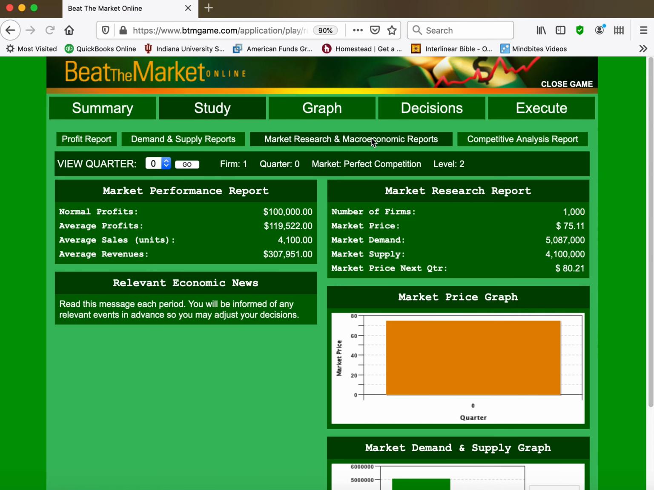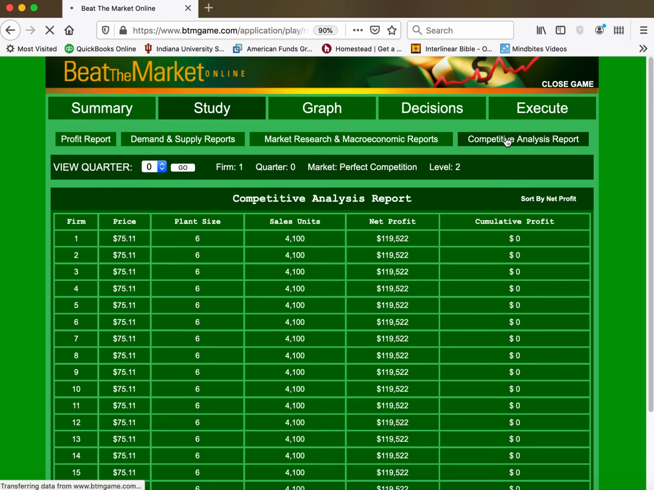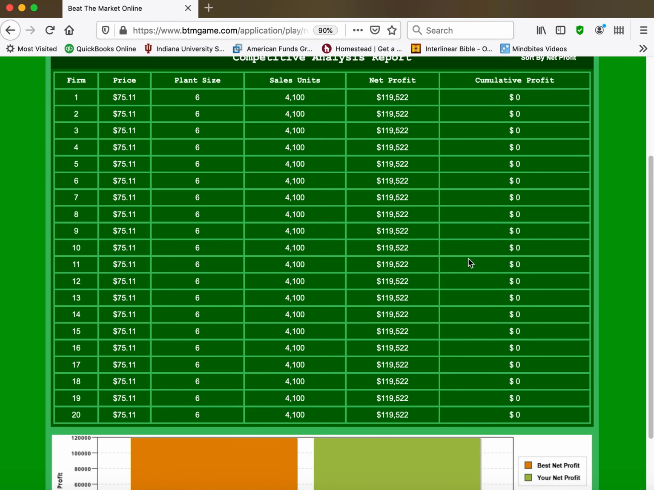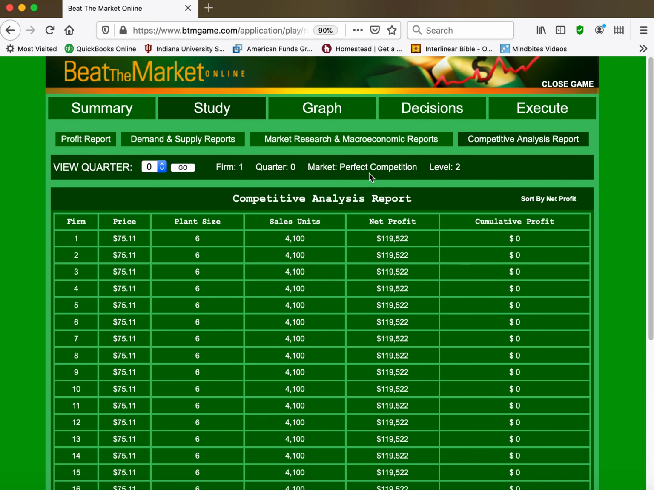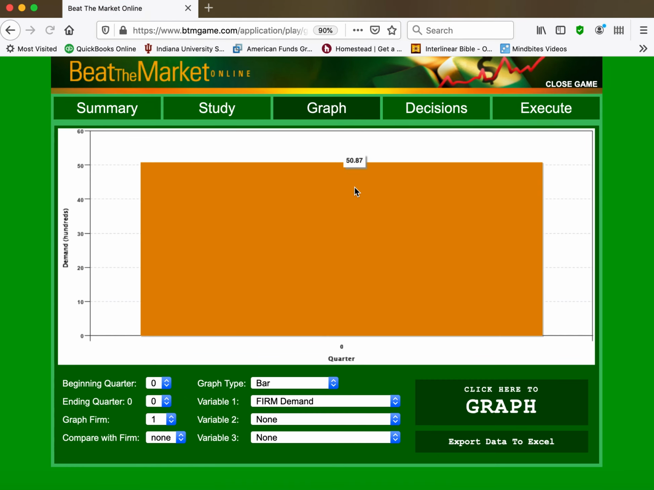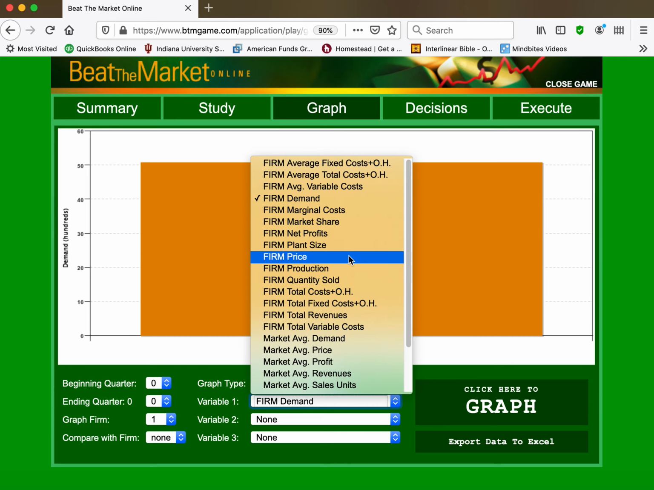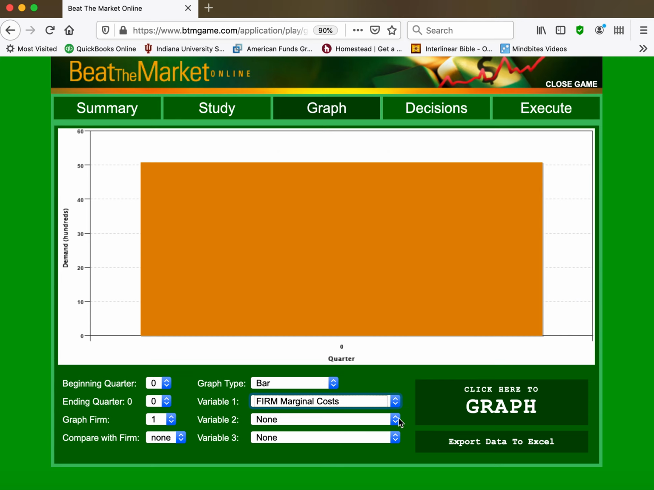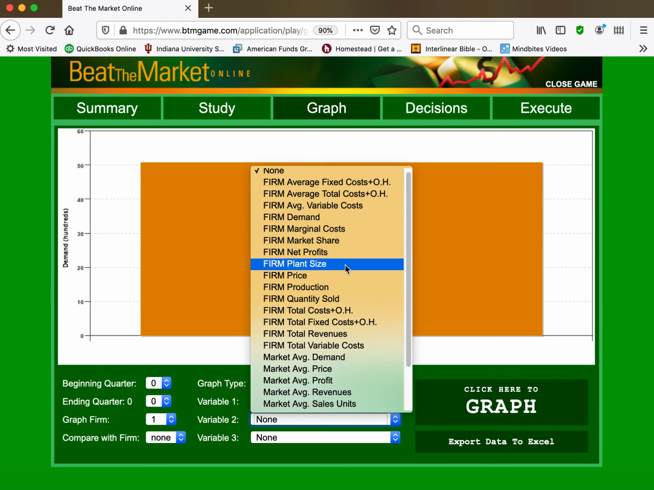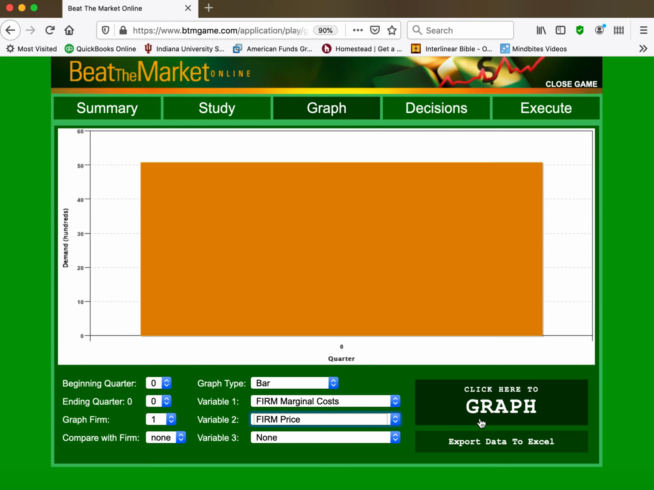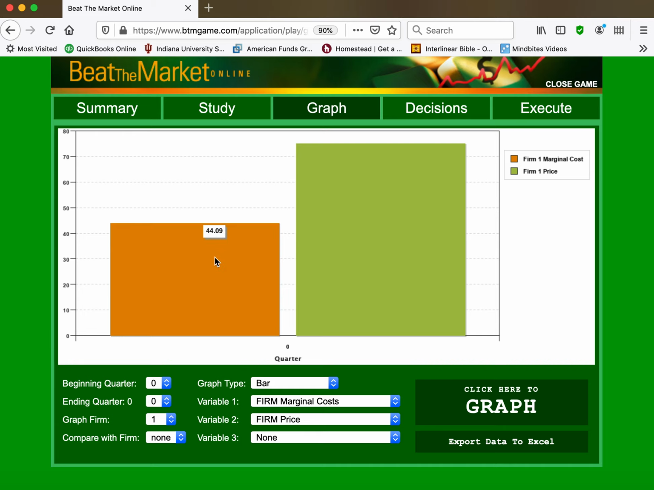We can go look at the overall market. We can see that demand outpaces supply. And we can go look at what our competitors did. It shows all the competitors in the perfectly competitive marketplace. We can go to graph, and we teach the kids that marginal cost and marginal revenue are the profit maximizing point. So firm price, firm marginal cost would be that. We can see here that the marginal cost was well below marginal revenue, so we should have produced more units.